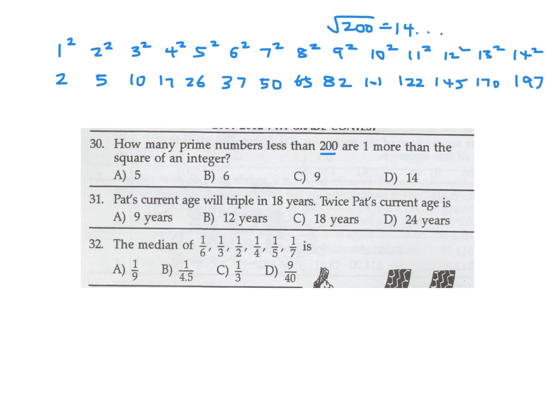So what are they asking? How many of the prime numbers less than 200 are these? So how many of these are prime? Okay, I got it. 2 is a prime, 5 is a prime, 17 is a prime, 37 is prime, 101 is prime, and 197. So all the others are not prime. That would be 1, 2, 3, 4, 5, 6 of them. So 6 is the answer. 30 is B.